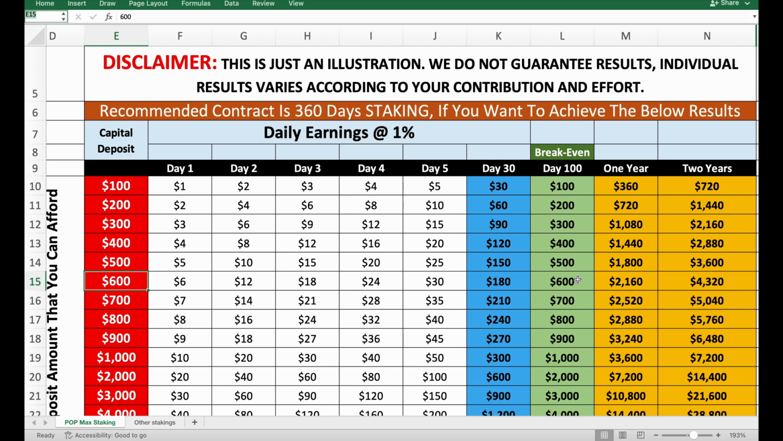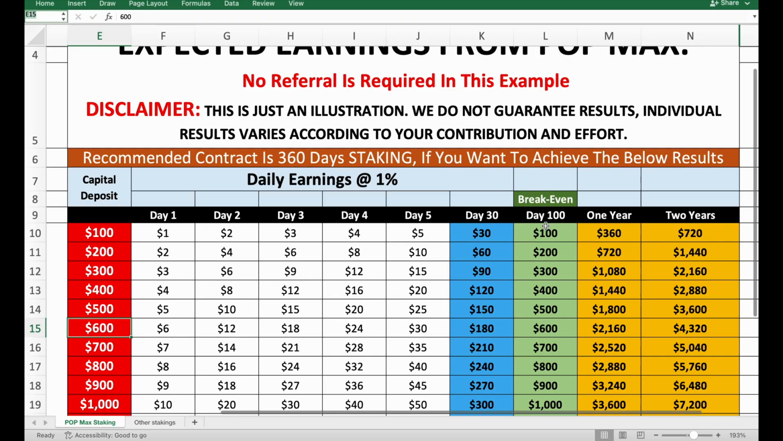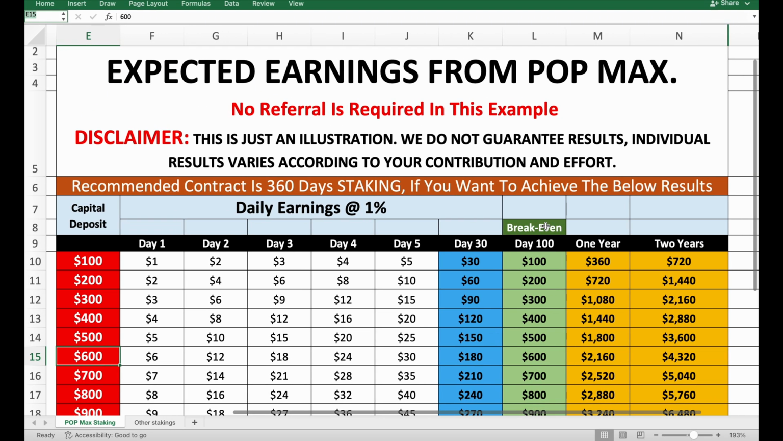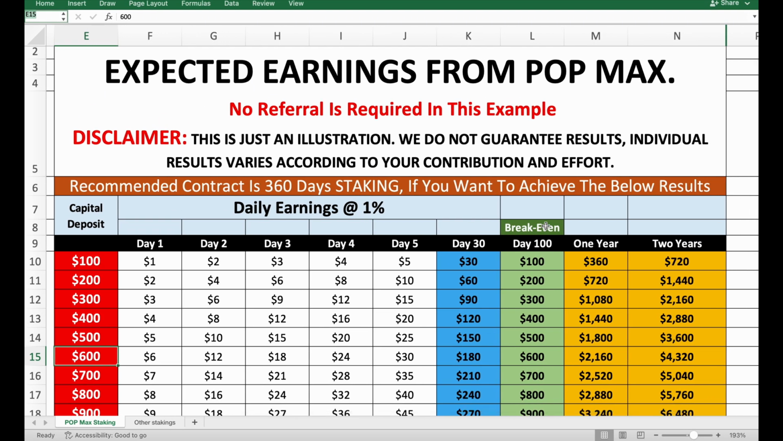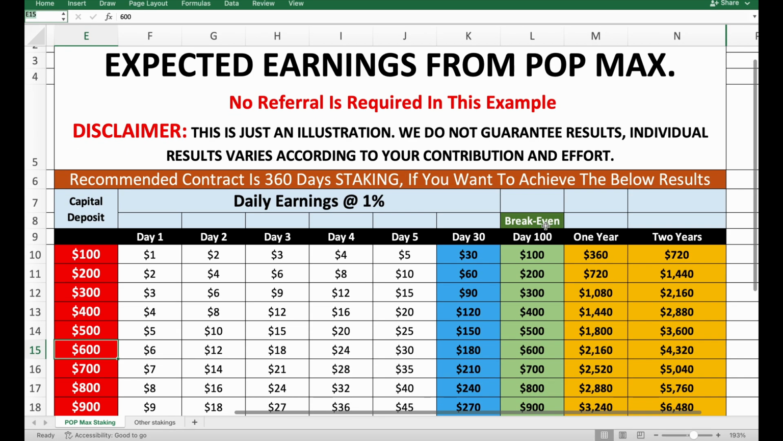But let me show you this spreadsheet that I have prepared just to give you an indication of how many days that you can break even. Okay, so if you take a look at this screen now, you will notice that I said expected earnings from PopMax. Based on this, there is no referral that is required for you to earn what you are looking at right now on the screen.